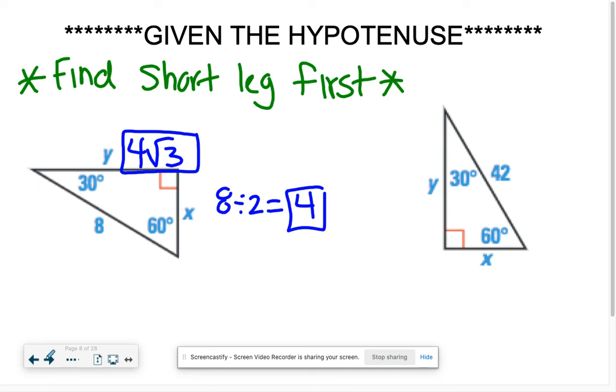Okay, on this one, how do you find your short leg? Divide by 2. So what's 42 divided by 2? It's 21. 21. Okay, then what would your long leg be? 21 square root 3. 21 root 3.